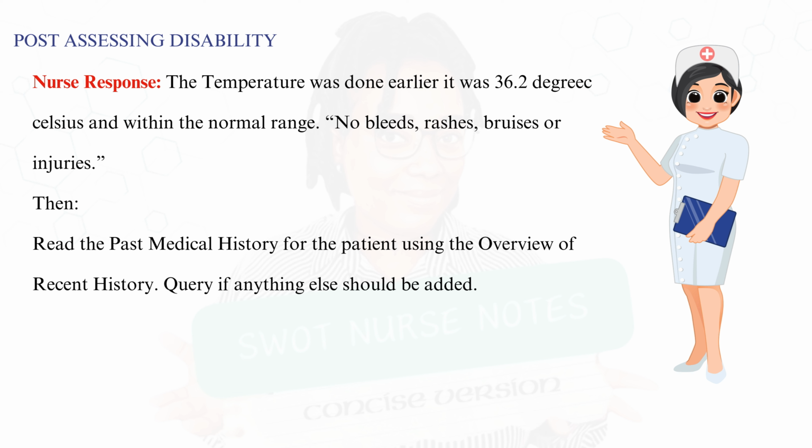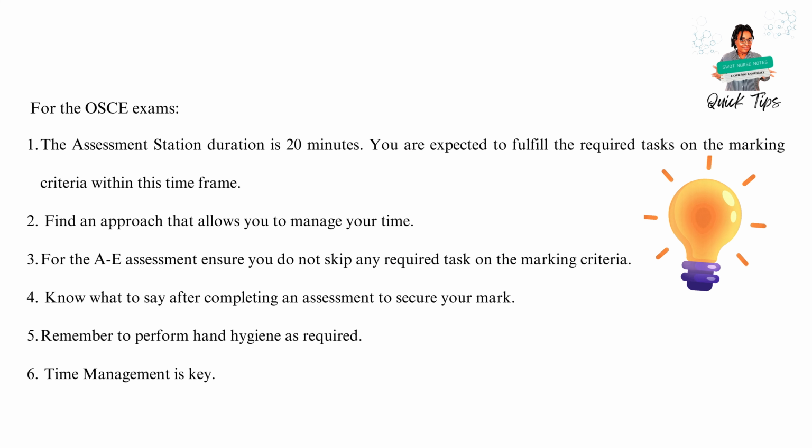Then I would read the past medical history for the patient using the overview of recent history. Example: Mr. X, I see here on this document that you have a past medical history of hypertension since the year 2000, hypothyroidism since 2006, and type 2 diabetes since the year 2000. Is there anything else to be added? Perfect. We have now completed the A2E assessment.